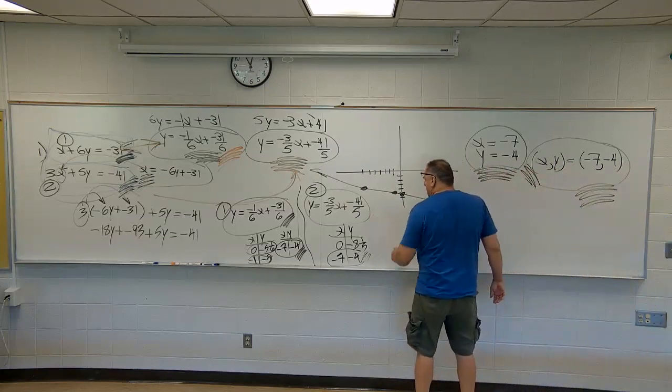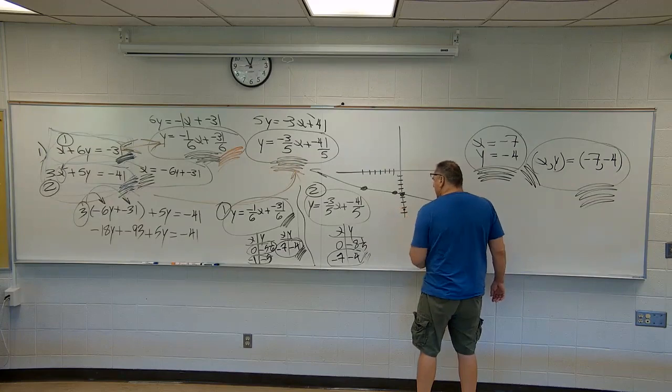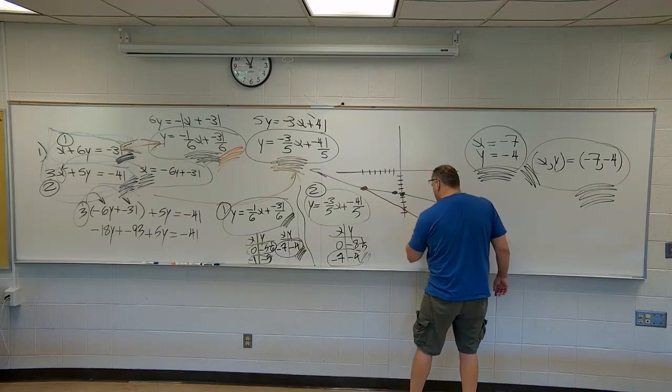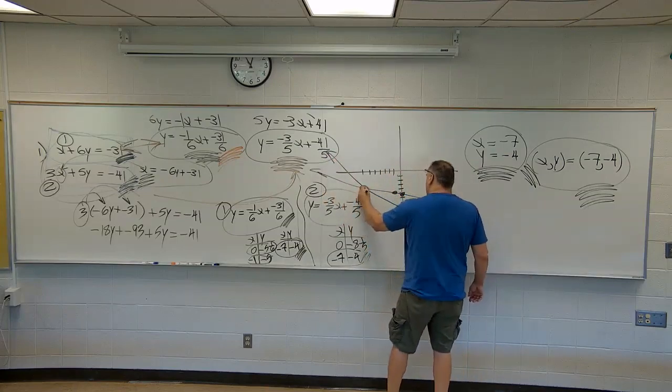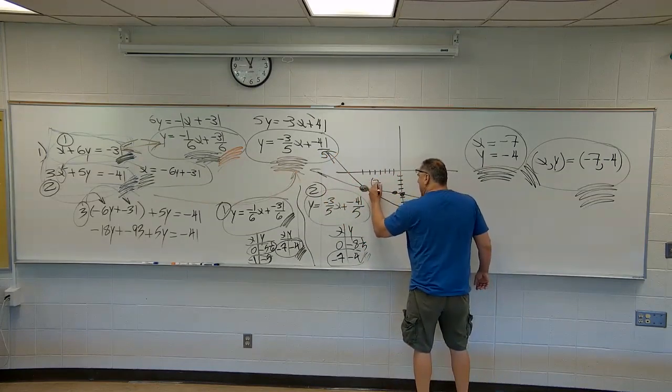The other one is this guy. It's negative 8 comma, so 1, 2, 3, 4, 5, 6, 7, 8. Got this. And the other guy, and that's negative 7 comma negative 4. There you go, ladies and gentlemen. Where does it intersect? It intersects at negative 7 comma negative 4.